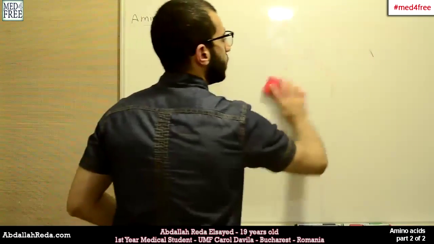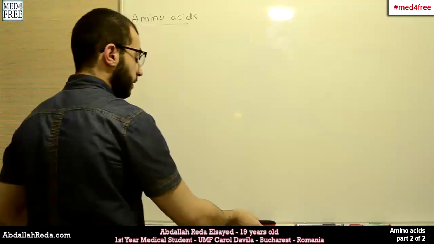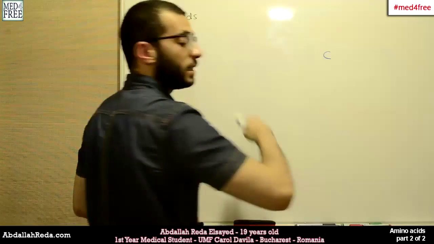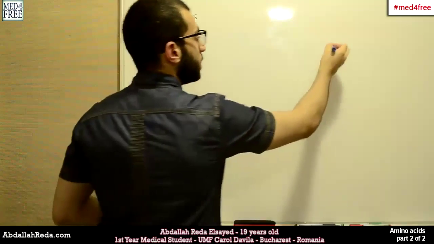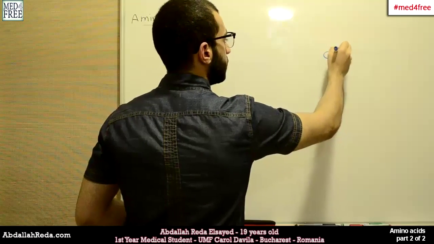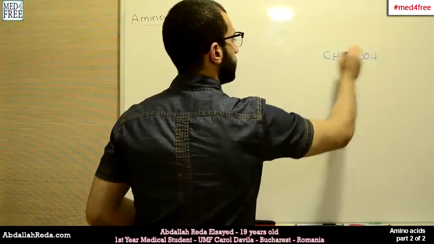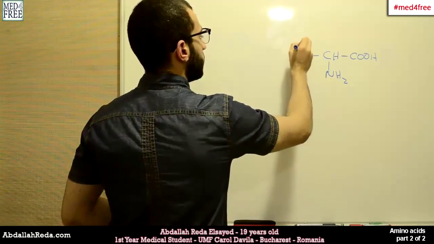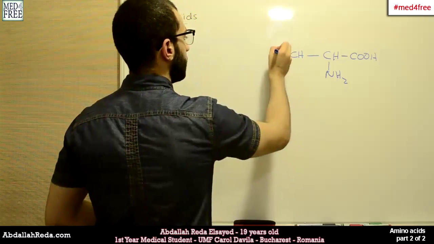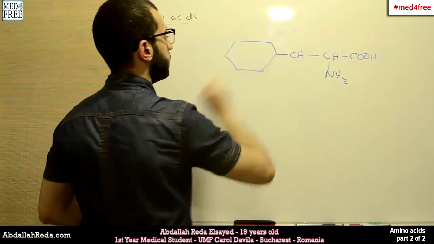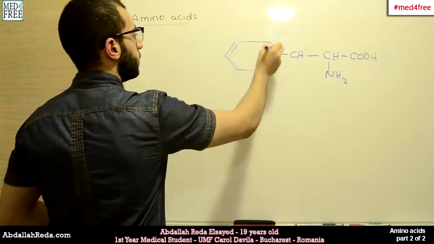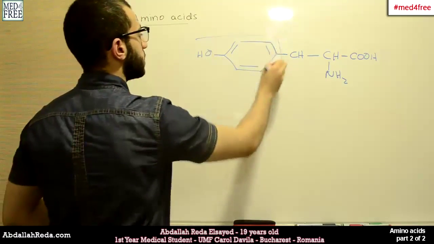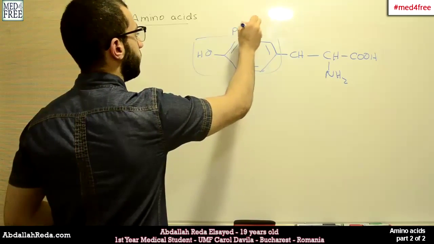Also, we remember phenylalanine, the one that had the benzene ring structure. So we have CH here, COOH, the carboxyl group, NH2, and then we have the CH, and then we have the benzene ring, and then we have an OH. So this is a phenol.